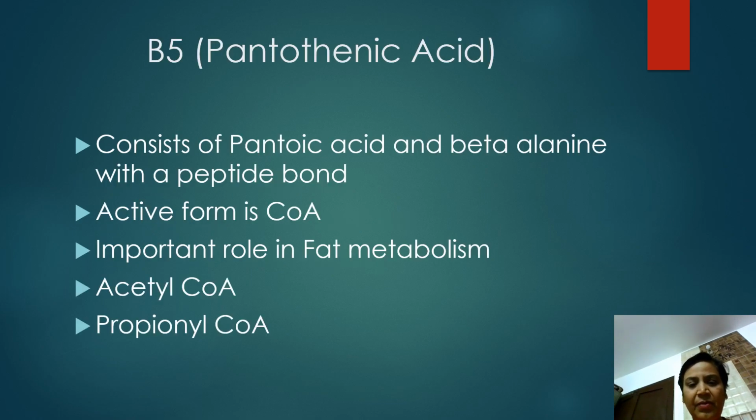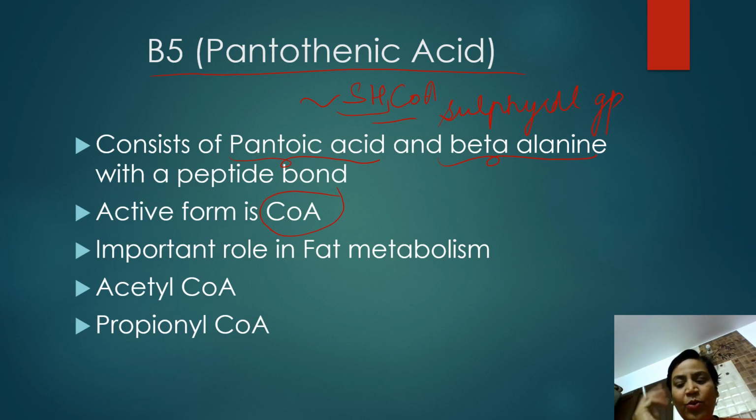Then the next vitamin is vitamin B5, which is known as pantothenic acid, or it is written like this, SH-CoA. SH is the sulfhydryl group, a very good reducing agent. And how is it produced? It consists of pantoic acid and beta-alanine linked by a peptide bond. The active form is coenzyme A.